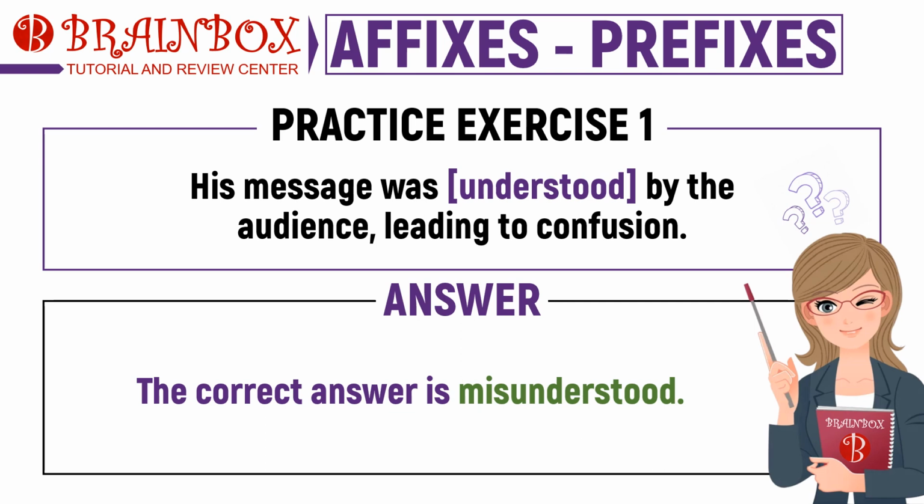Time's up. The correct answer is misunderstood. In the sentence, misunderstood is formed by adding the prefix, mis, to the word understood. The prefix, mis, indicates that the understanding was incorrect or not accurate, leading to the confusion. Hence, the correct sentence would be, his message was misunderstood by the audience, leading to confusion.